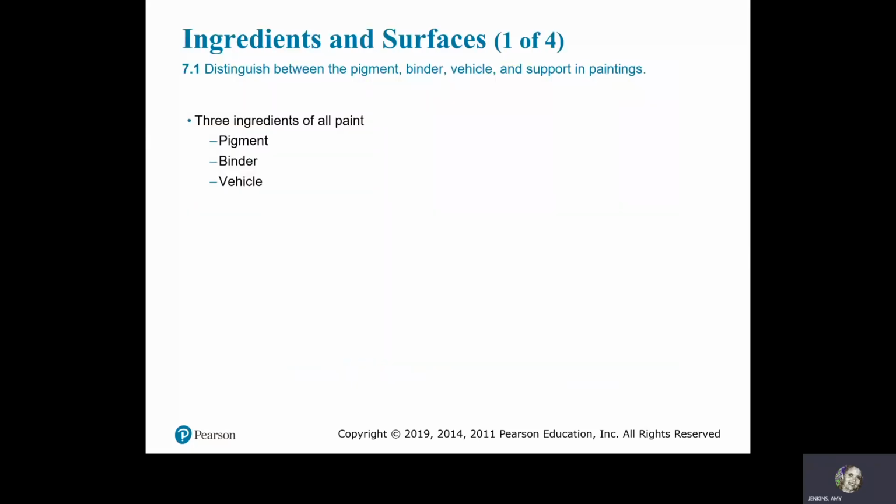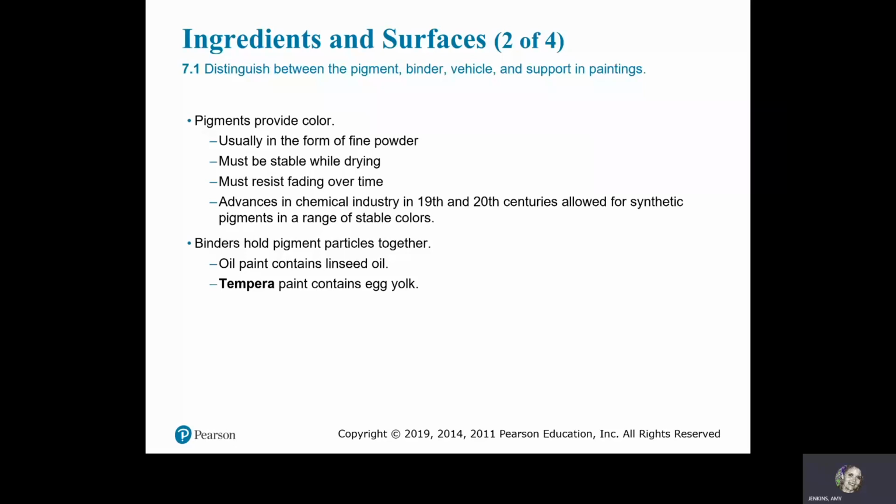There are 3 ingredients of all paint. That would be pigment, binder, and vehicle. Pigments provide color, usually in the form of fine powder. It must be stable while drying. It must resist fading over time. Advances in the chemical industry in the 19th and 20th centuries allowed for synthetic pigments in a range of stable colors.